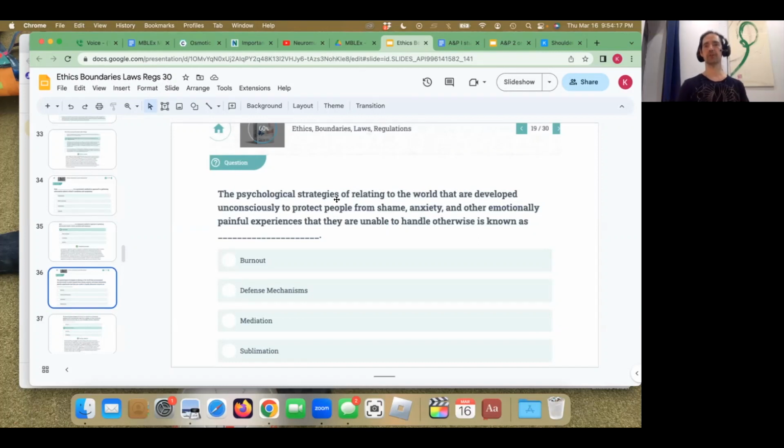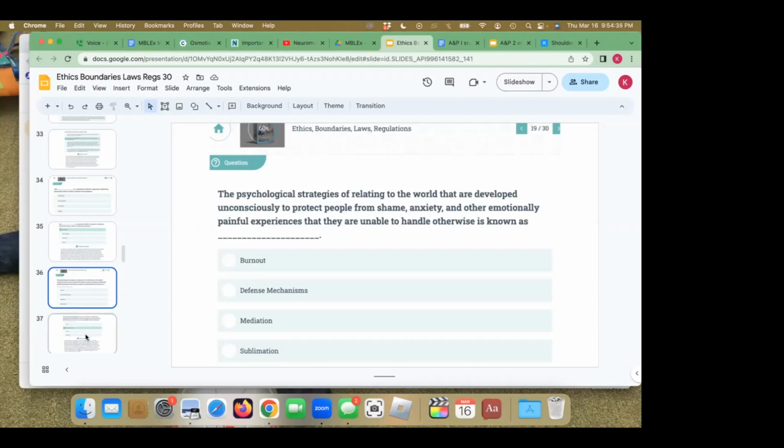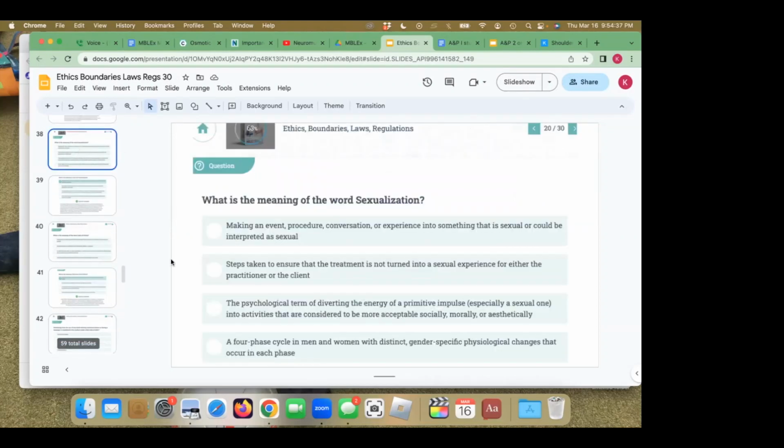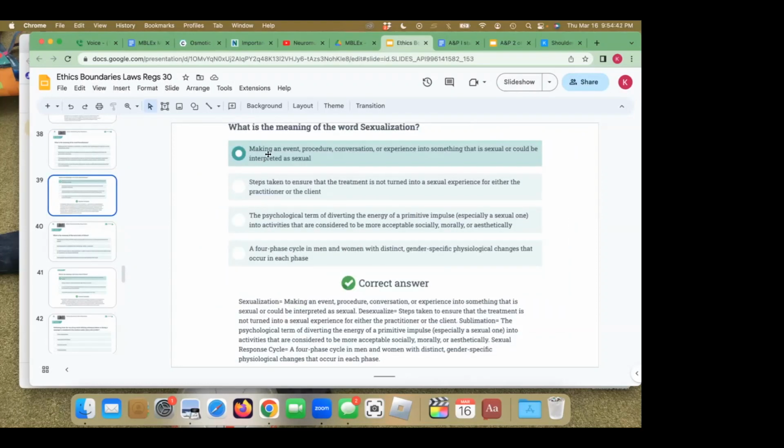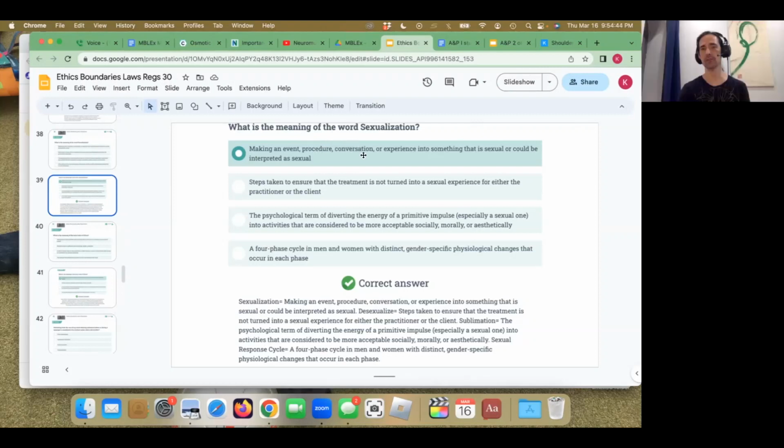Psychological strategies of relating to the world that are developed unconsciously to protect people from shame, anxiety, or other emotionally painful experiences that they are unable to handle otherwise is known as burnout, defense mechanisms, mediation, or sublimation. Defense mechanism? Yes. What is the meaning of the word sexualization? It is to make an event, a procedure, a conversation, or an experience into something that is sexual or could be interpreted as sexual.